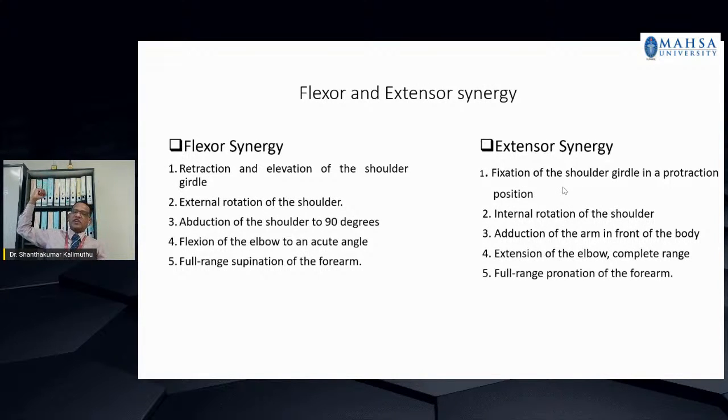And the extensor synergy of the upper extremity, he'll keep the scapula in a protracted position, and he'll do internal rotation of the shoulder and abduction. He'll be doing adduction of the arm and extension of the elbow, which will be complete, and he'll be able to do full range of pronation. Whereas in the flexor synergy, there'll be full range of supination.